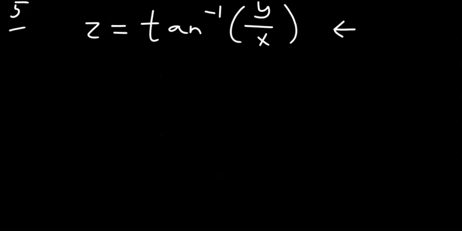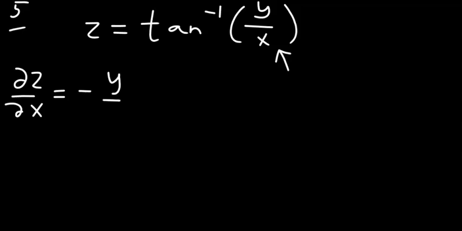Now let's look at this function. What is the partial derivative of z with respect to x? Like before, the argument of that inverse tangent is y over x. Now when you take the derivative of y over x with respect to x, you get minus y over x squared.